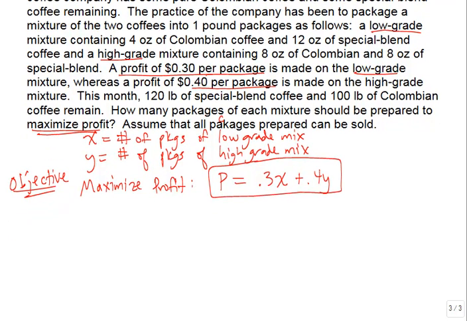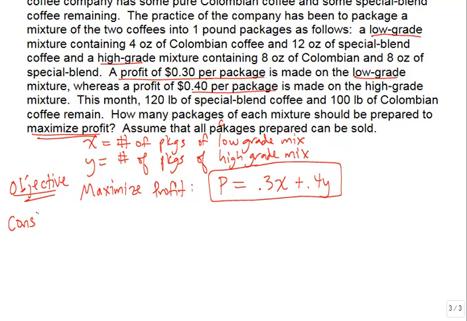All right, now for the tougher part, the constraints. So the first two are going to be those implied constraints that aren't necessarily spelled out in the problem, but they do exist. Since x and y are the number of packages of these mixes, they can't be negative. You can't have or sell a negative amount of packages. So x must be greater than or equal to 0, and y must also be greater than or equal to 0.